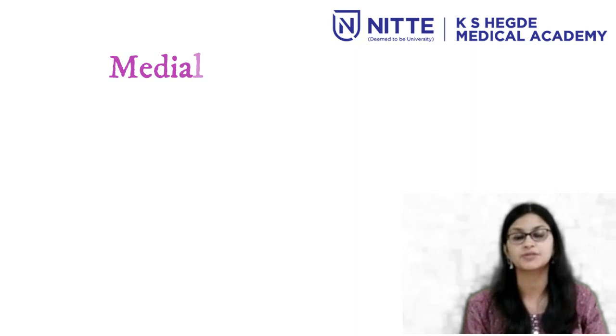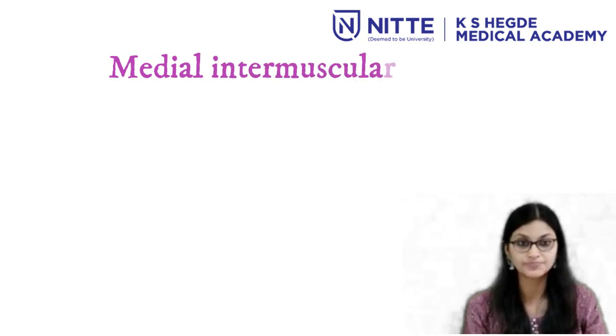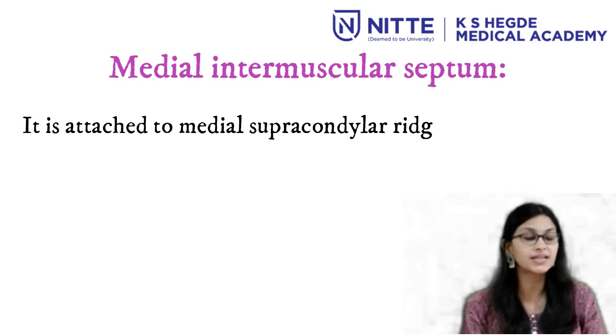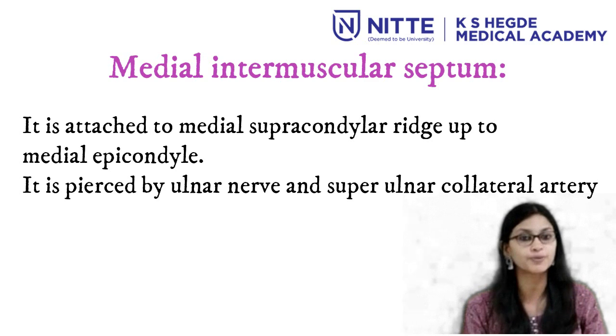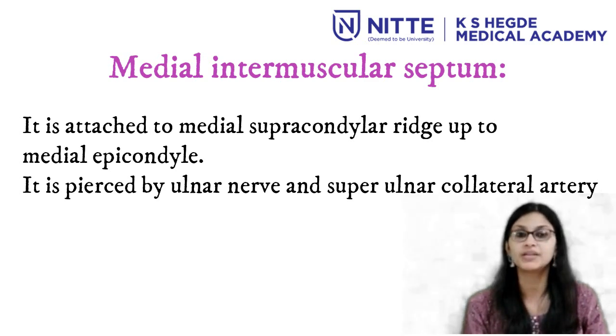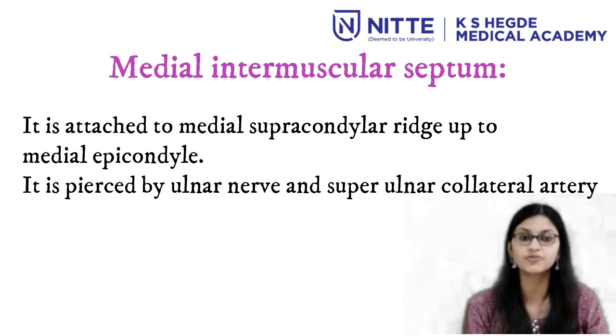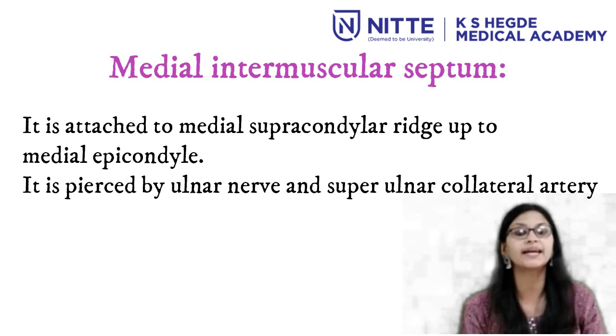This intermuscular septum, which is prominent in the lower part, the medial intermuscular septum, is attached to the medial supracondylar ridge and to the medial epicondyle. This septum is pierced in the middle of the arm by the ulnar nerve, along with the ulnar collateral artery. From the anterior compartment, these two structures, the ulnar nerve and the ulnar collateral artery, enter the posterior compartment of the arm.